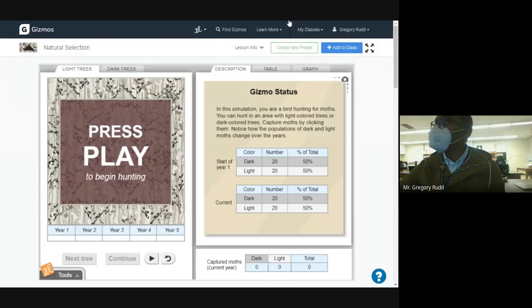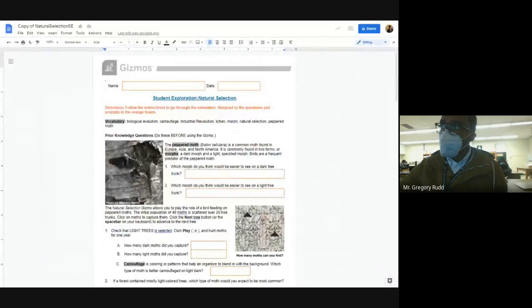It will force you to make a copy. As always, you should make sure you save it to your biology folder. If you follow the student exploration sheet, it'll tell you exactly what you need to do. In the beginning, it's going to ask you some prior knowledge questions that you need to do before you use the Gizmo. Let me share this tab.